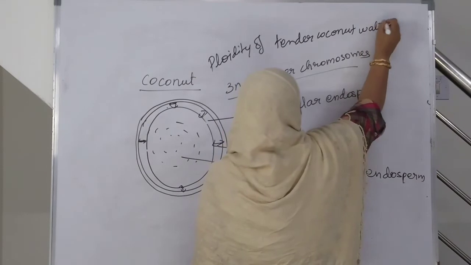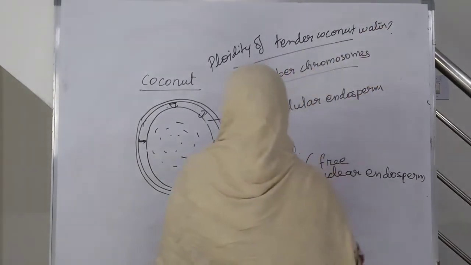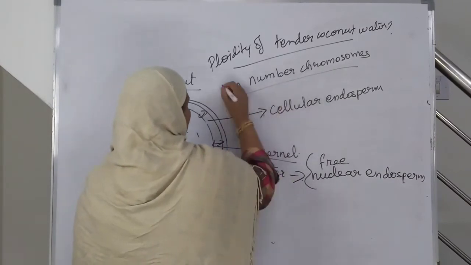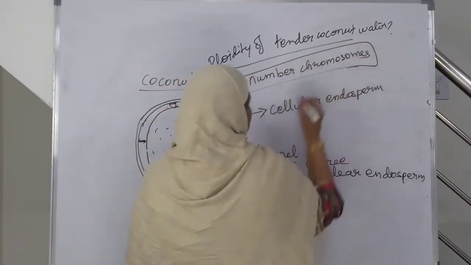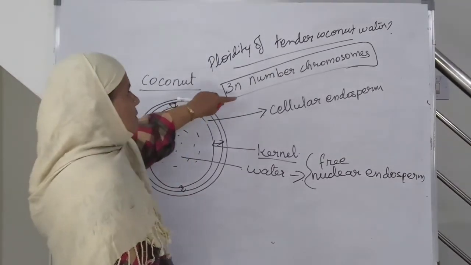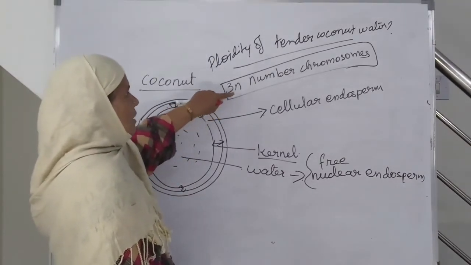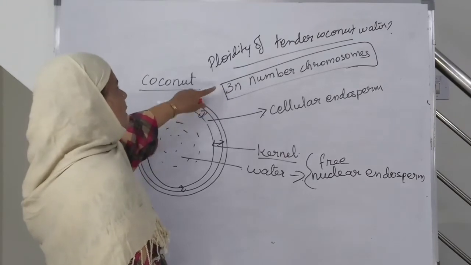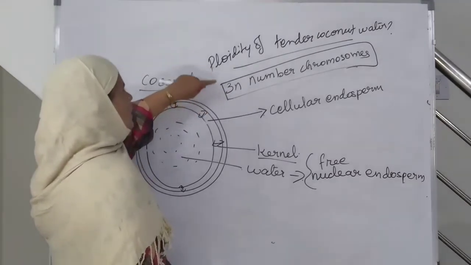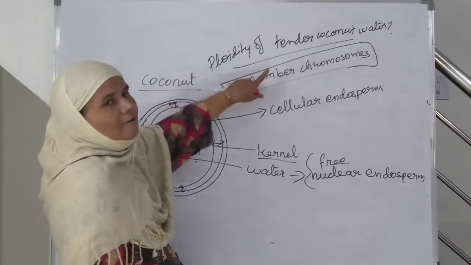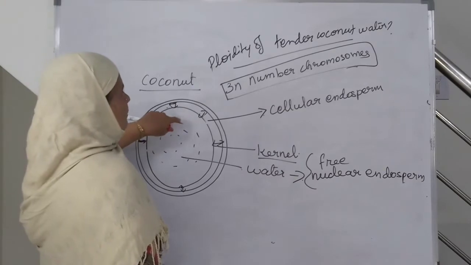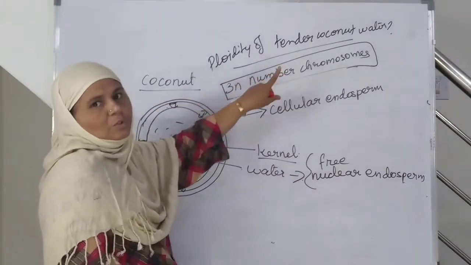It consists of 3n number of chromosomes because of the triple fusion, 2 polar nuclei and 1 sperm nucleus joined together to form the 3n nucleus. That is why the endosperm is the product of triple fusion, and that is why it consists of 3n number of chromosomes. So tender coconut water is also an example for 3n number of chromosomes.